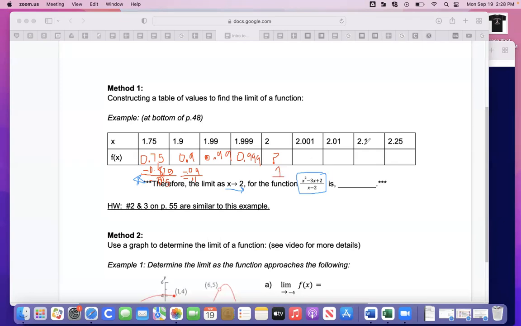All right, so hopefully that's what's happening on the right side. So let's see what's happening over here as we are getting closer and closer from the other direction, the greater than side. So now I'll start with 2.25. So you plug that in, 2.25 squared minus 3 times 2.25 plus 2 divided by, blah, blah, blah. Okay, you will get 1.25.